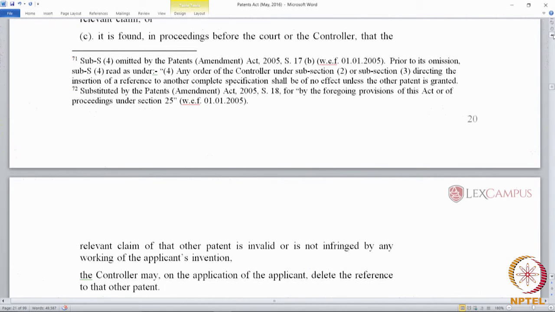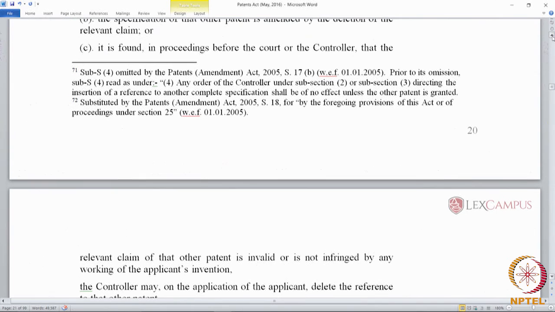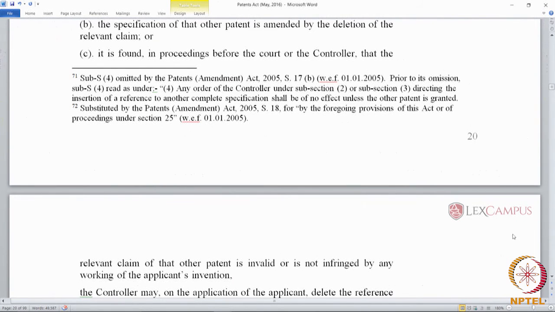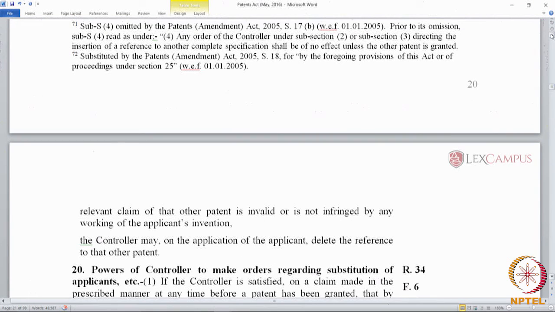Now, if you get a declaration from a court or by the controller, because there could be post grant opposition where validity is challenged, then the controller may, on application of the applicant, delete the reference to that other patent. So, 19.1 talks about cases where the reference is already inserted, but in these 3 instances, the applicant can ask for the reference to be deleted.